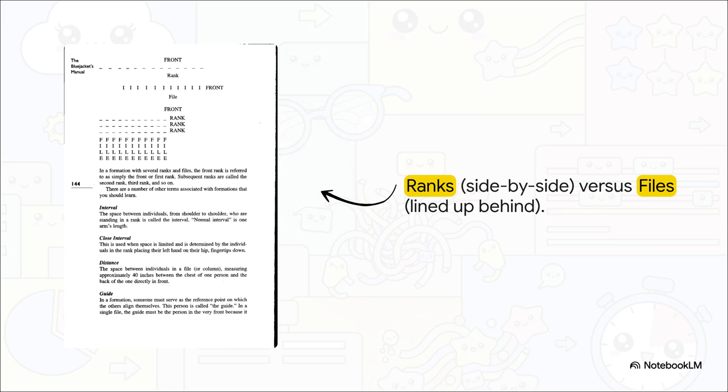Notice how formations are built on ranks and files. A rank is simply when people are lined up side by side. A file is when people are lined up uniformly one behind the other. If you have more than one rank, you automatically have columns or files. It's brilliant, really. It creates a perfect grid-like order out of what would otherwise just be a chaotic crowd.